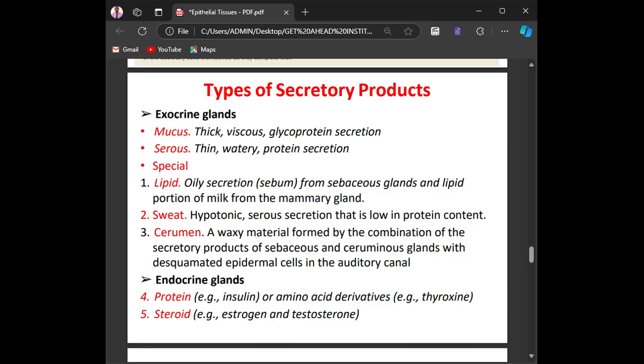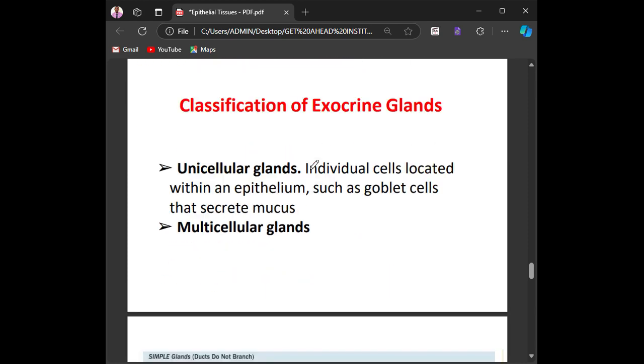For the serous, an example has to do with the pancreas and the parotid. On the mucus, we have the goblet cells. As far as the seromucus are concerned, prominent structures include the demilunes. Now, classification of exocrine glands: these exocrine glands can either be unicellular or multicellular.